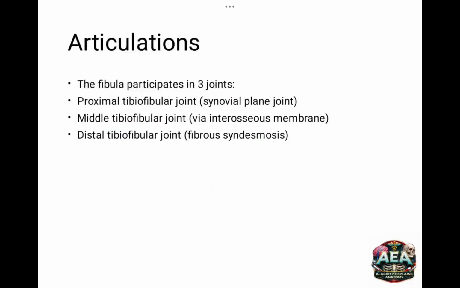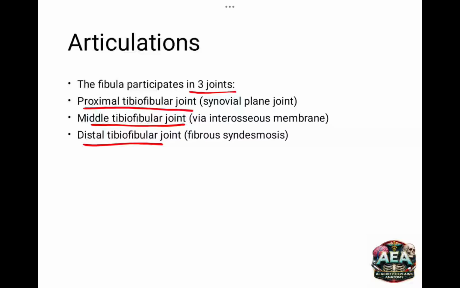Now, what are the articulations of the fibula? The fibula participates in three major joints. We have the proximal tibiofibular joint, which is a synovial plane joint. Don't forget, it's a synovial joint. We have a middle tibiofibular joint, which is formed through the interosseous membrane. We have a distal tibiofibular joint, which is a fibrous syndesmosis.